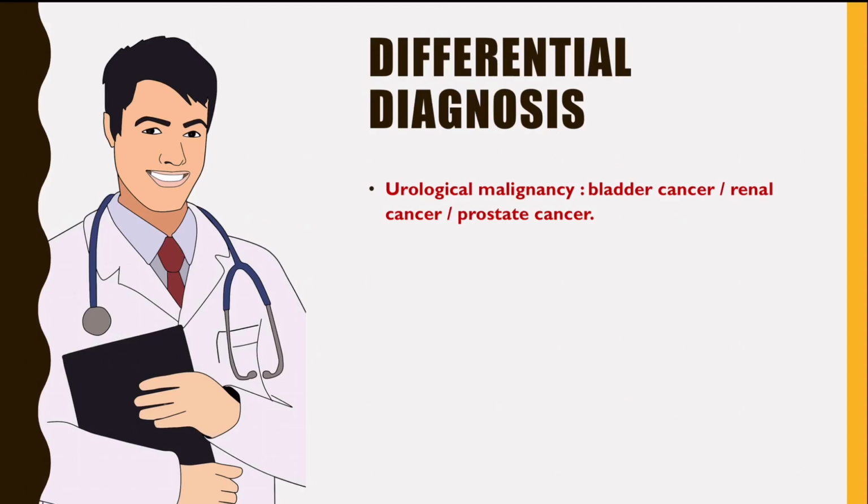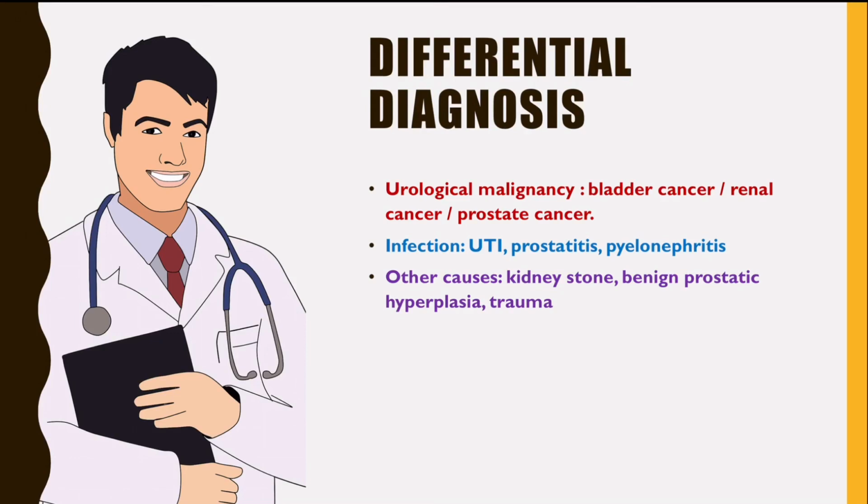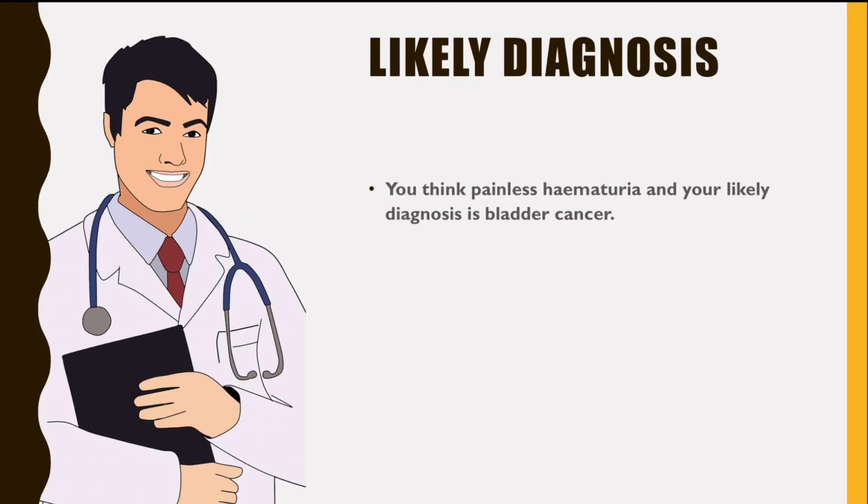So this obviously points us towards something malignant, but we still have to have a differential diagnosis. Diagnosis could be bladder cancer, renal cancer, prostate cancer. Again, could still be an infection. Could be prostatitis, pyelonephritis, and other causes like we mentioned in the diagram, could be a kidney stone, BPH, or trauma. However, from what we find out from this patient, in my opinion, when I saw this patient, I was thinking along the line of bladder cancer.